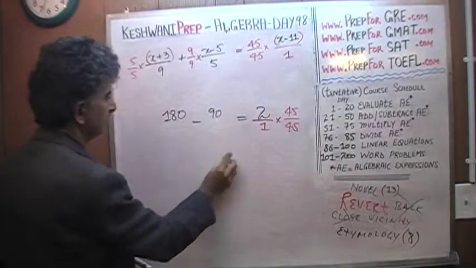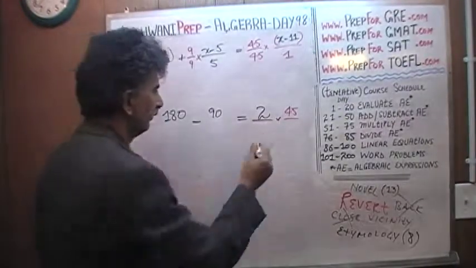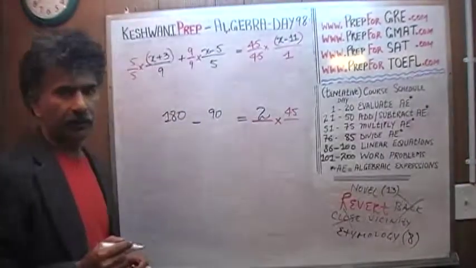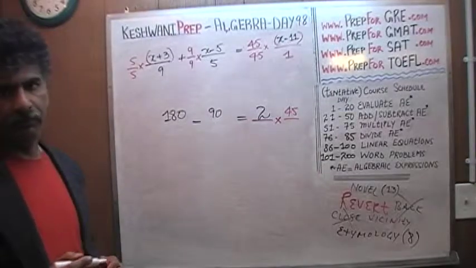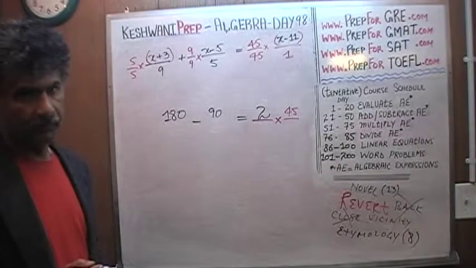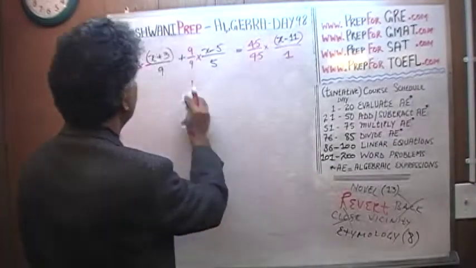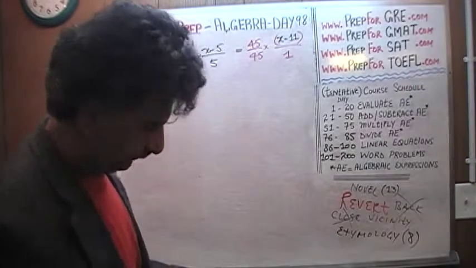180 minus 90 equals 2 times 45. Nobody's going to argue with that. It is still a valid equation. 180 minus 90 equals 2 times 45. It is a valid equation still. That is what we're going to do here. We're going to ignore the 45 in the bottom.